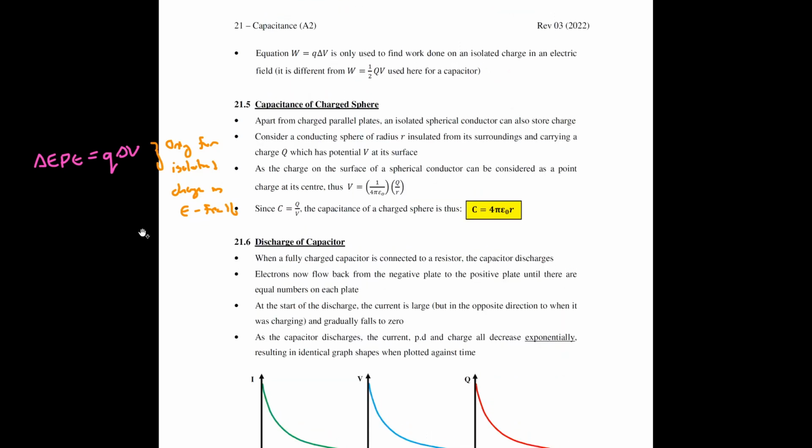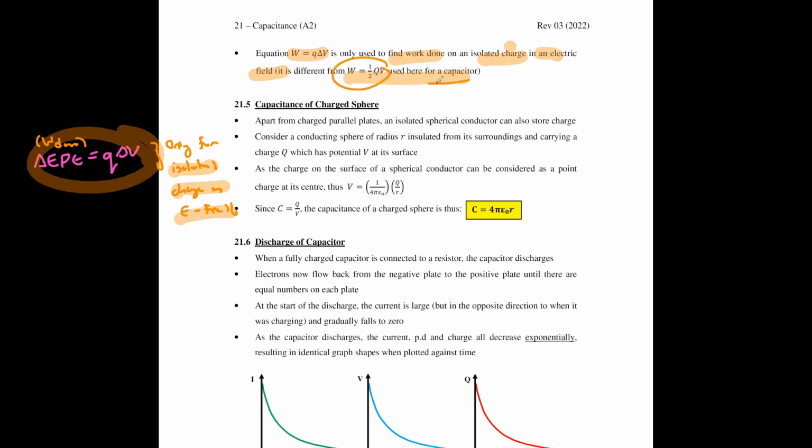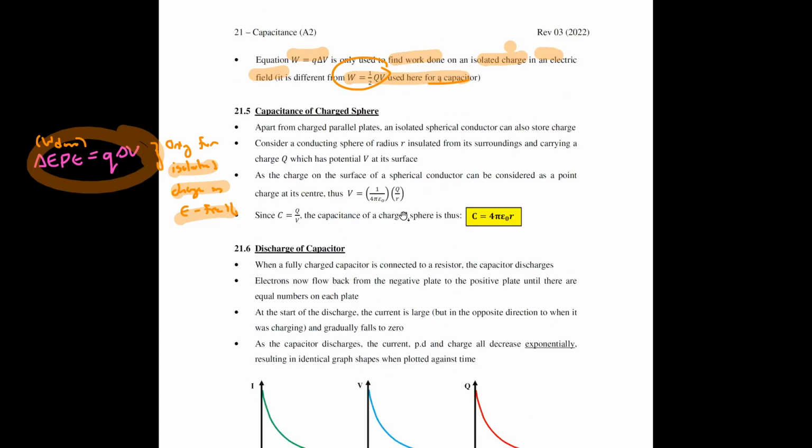For capacitors, although the form of the equation looks the same, just that you add a half there, that one is really just specific for capacitors. You cannot use this equation for capacitors because this equation is really only for isolated charge in an E field. Your change in electric potential energy is also your work done. Here I wrote that W equals QV is only used to find work done on isolated charge in an electric field. This is only for electric field, whereas half QV is only for capacitor. So that one should be it.